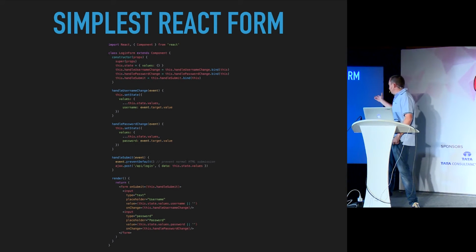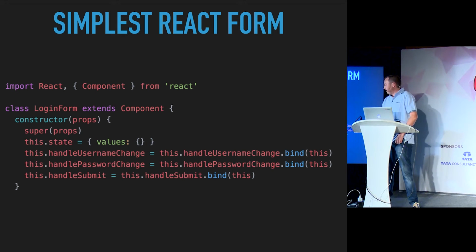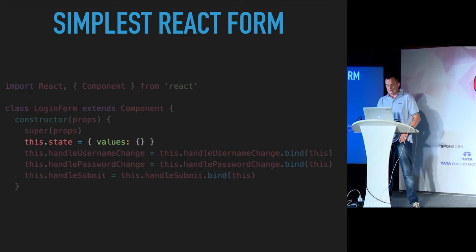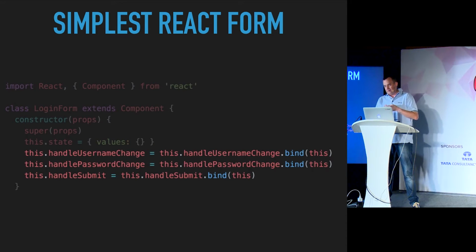This is the simplest possible React form that I could come up with. It's got a username and a password. And let's look at it piece by piece. So at the top, we have our constructor. And the most important part of the constructor is the initialization of the state. This tells React that this is going to be a stateful component and that it needs to keep track of its state. Next, we bind our event listeners to this so that when we pass them as functions, they have the proper reference to this.